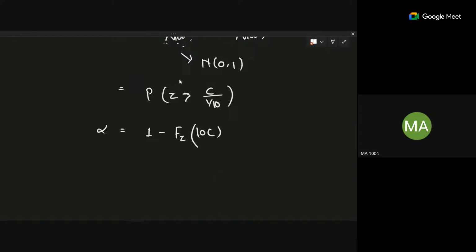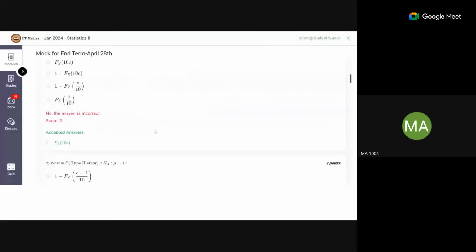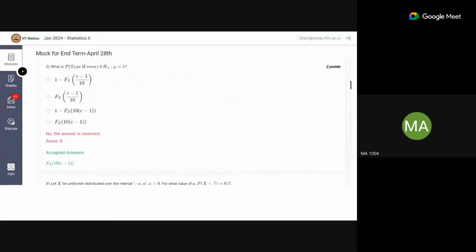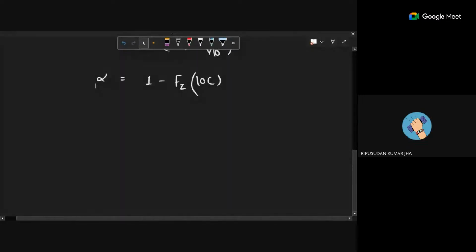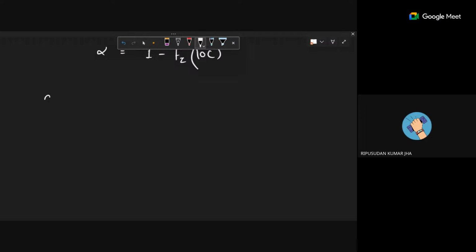So let's move to the next question. What is the probability of type 2 error when the alternative hypothesis says that the mean is equal to 1? So how to proceed with that? What is type 2 error? Accepting H naught when the alternative is true. Fine.